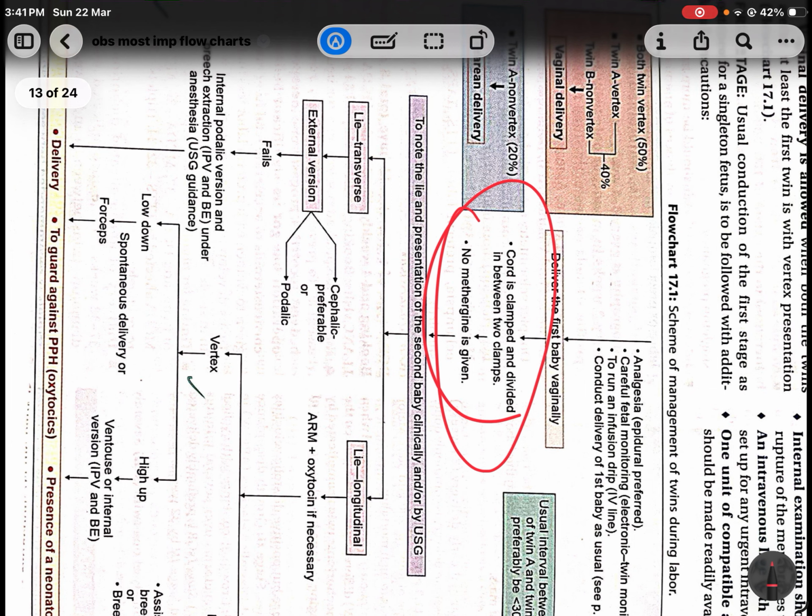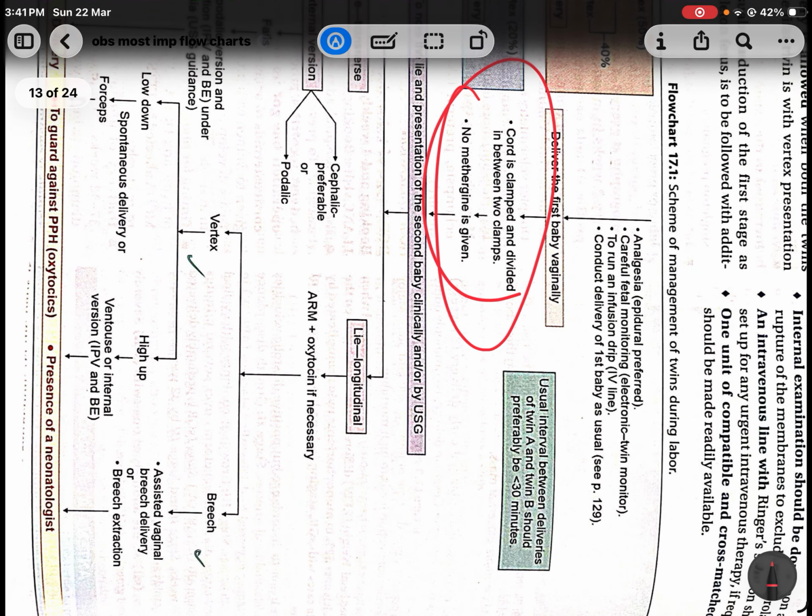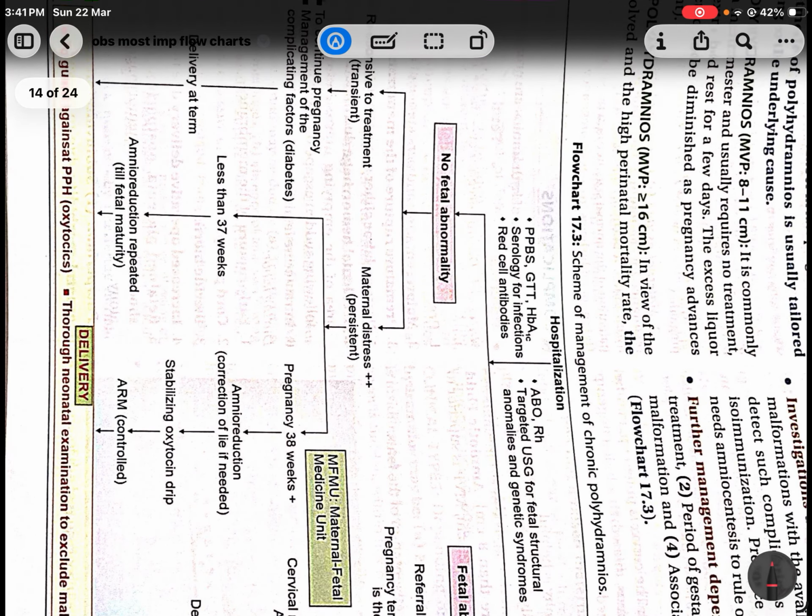If it's a transverse lie, obviously you do an internal podalic version and you try to deliver the baby. Otherwise, if it's a longitudinal lie, then try to get it into vertex, or you can do a breech delivery using assisted breech. If the head is still high, then you use forceps. If it's low, then obviously you can go with ventouse delivery. Sorry, if it's a low head, obviously you go for ventouse delivery, but if it's a high head, then you can put forceps and bring it down. That's why you need to know the instruments properly. Ventouse is something long, but forceps is short, very less lengthy. So based on that, you study it accordingly.